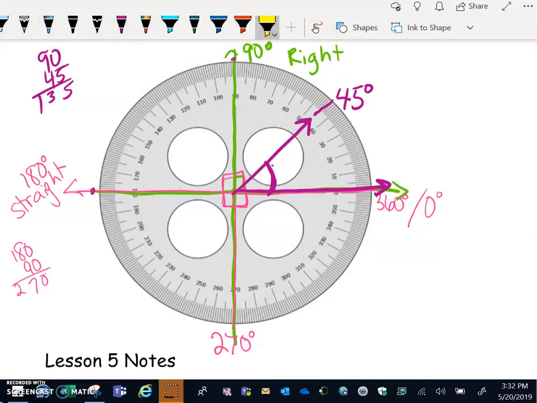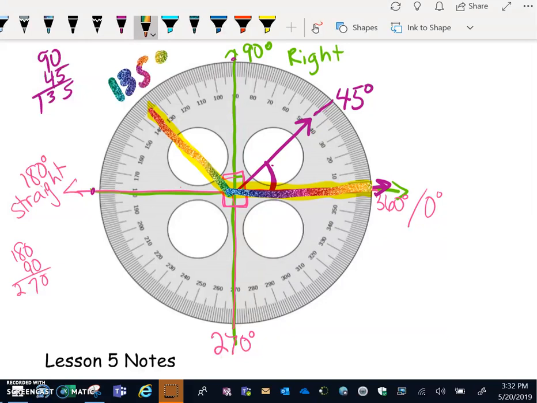Let's go with yellow here for a second. If I'm going to do 135 degrees, I'm going to start at 0, and I'm going to go up to 135. You might want to make your lines a little bit better. I got this rainbow one there. And then let's label that 135 degrees.